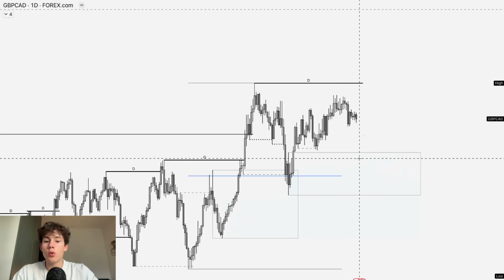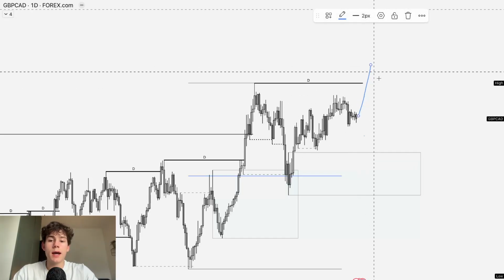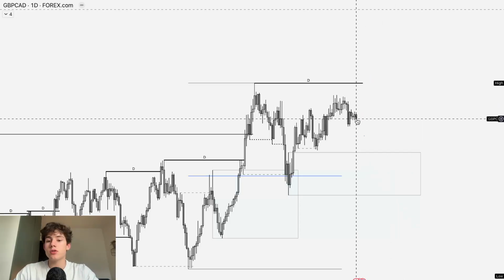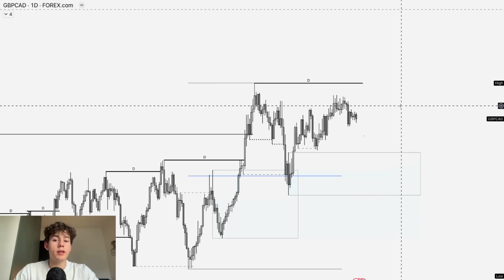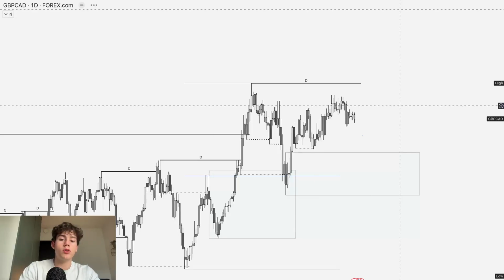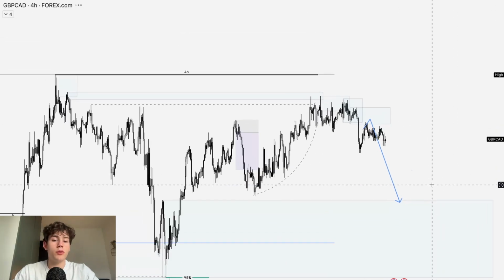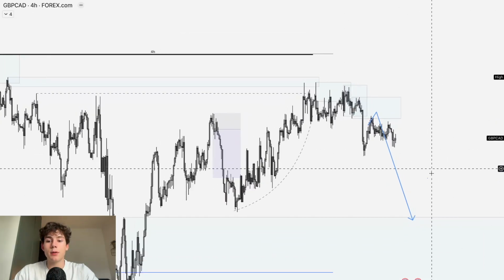this demand zone is far away, so I don't think that this is going to be a trade for next week, but maybe a week after that, unless we just trade up higher. But if we just start to trade up higher, then I will not capture any trade because I don't think that's a valid setup.